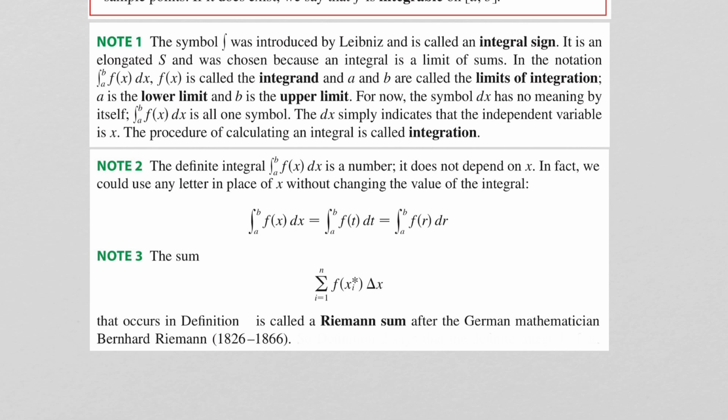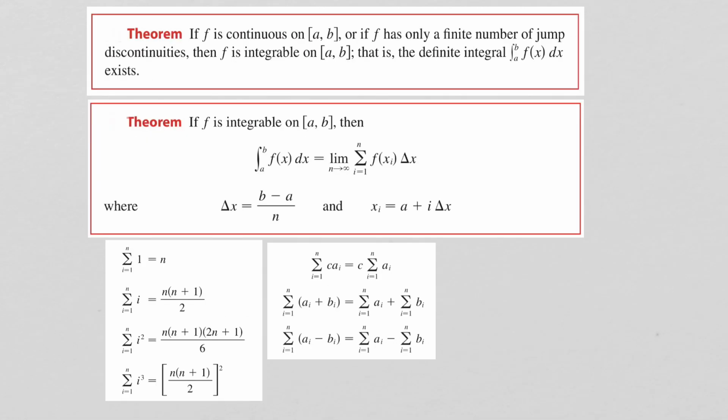Now let's move on to some important theorems. The first theorem says if f is a continuous function, or if f only has a finite number of jump discontinuities, then f is an integrable function. That is, the definite integral exists. So most of the functions that we deal with are continuous functions, and so that means the definite integral exists for most of the functions that you will see.